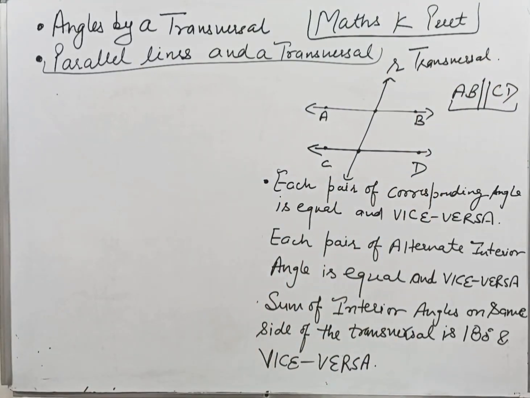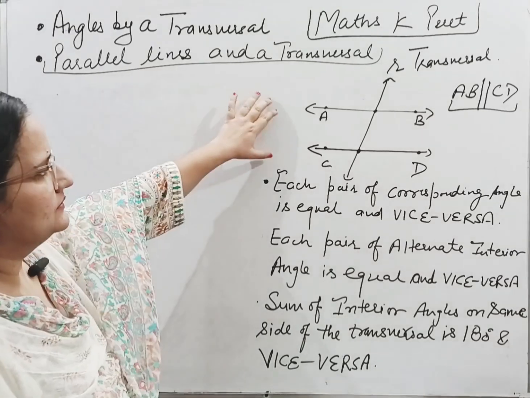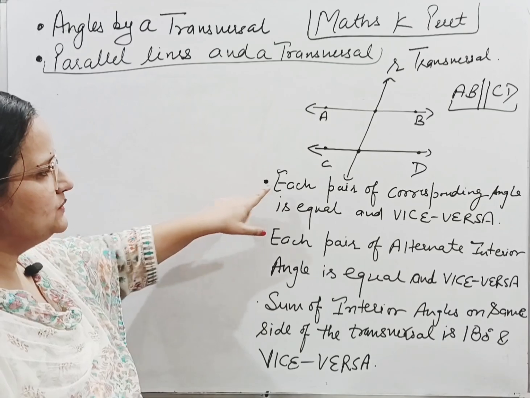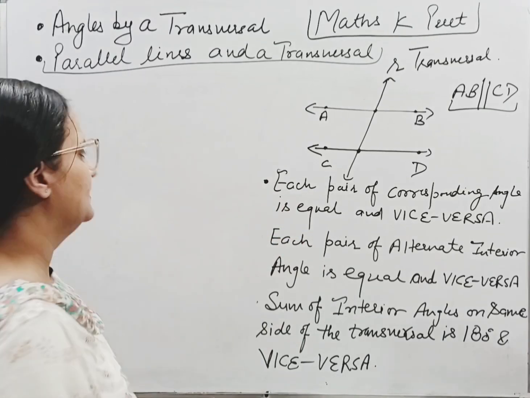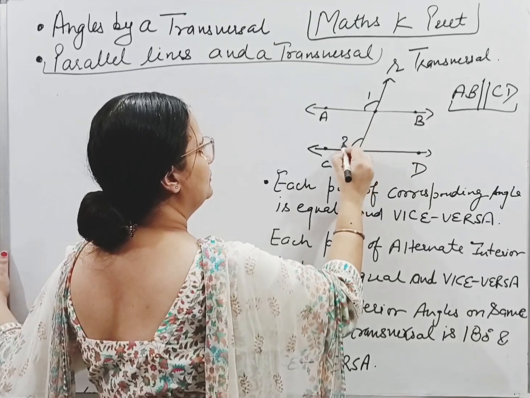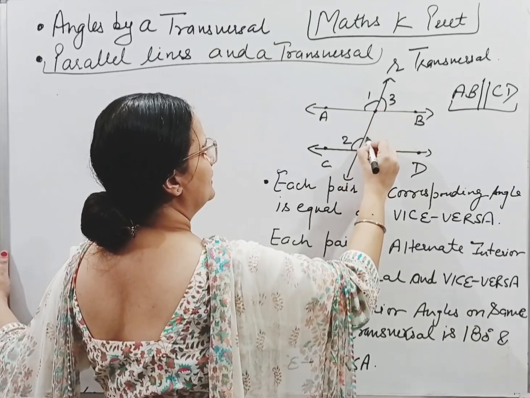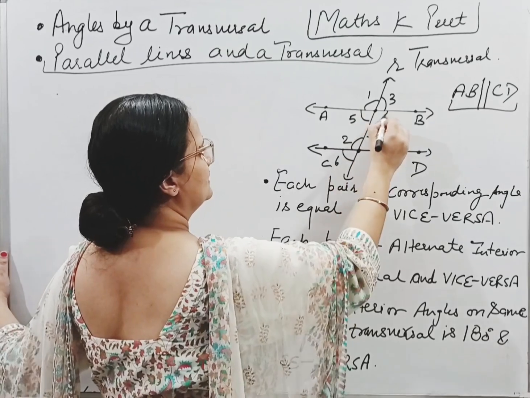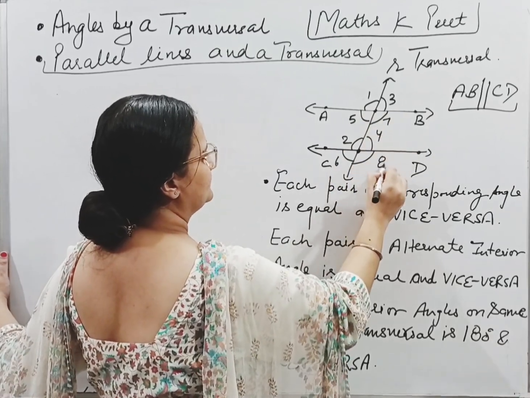So here a transversal is intersecting two parallel lines. In such a case we have a few results. First, it is given that two lines are parallel and a transversal is intersecting them, then each pair of corresponding angles is equal. Each pair. So let me draw the angles again: 1, 2, 3, 4, 5, 6, 7 and 8.